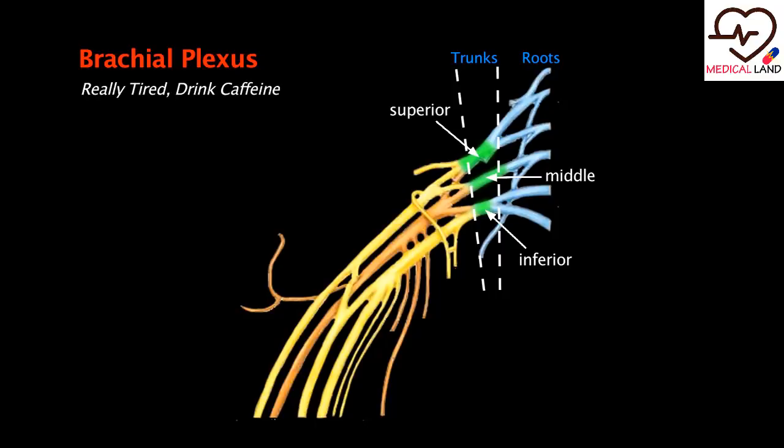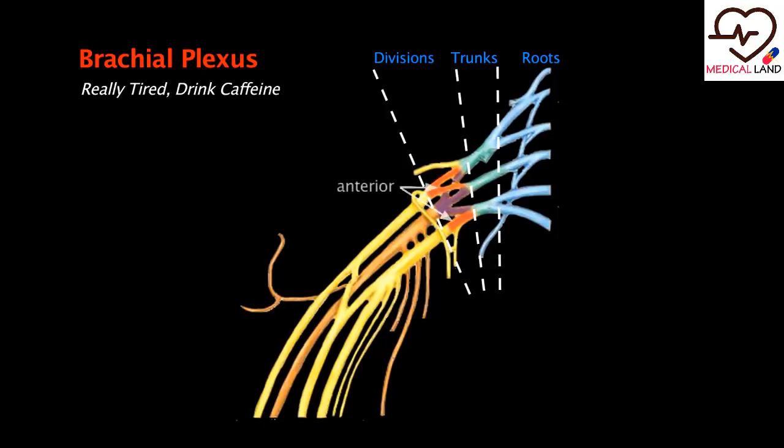Each of the trunks then will split into 2 divisions. They'll give rise to an anterior division and a posterior division. So you end up having 3 anterior divisions and 3 posterior divisions.